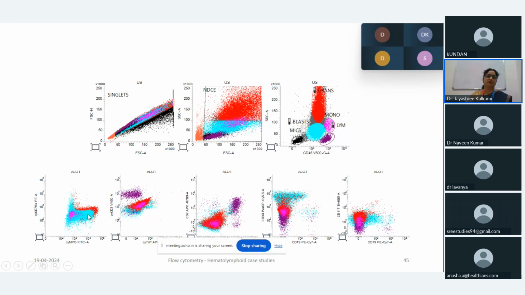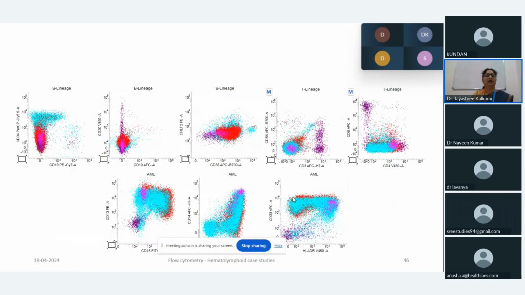So what has happened to the blasts? They are positive for MPO, whereas the monocytes, as you can see, need not be. They can be negative for MPO. And CD117 is negative. CD34 is positive. Okay. So these are your positive markers here. So you know you are looking at immaturity markers, that is CD34, and all your other markers.